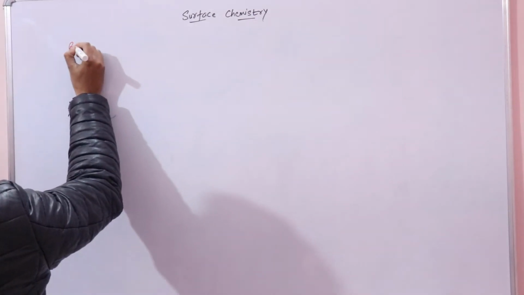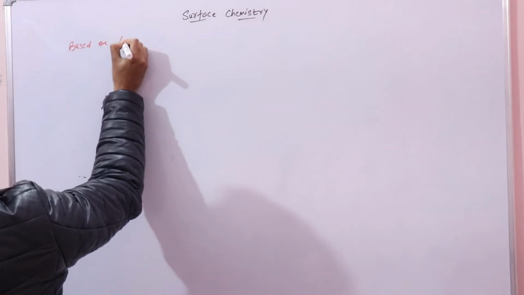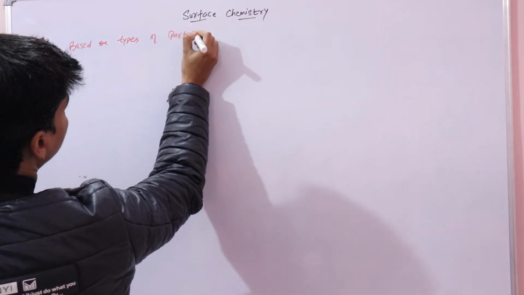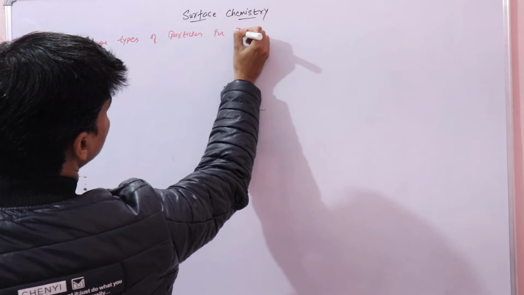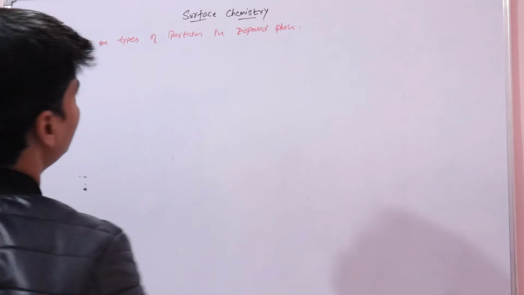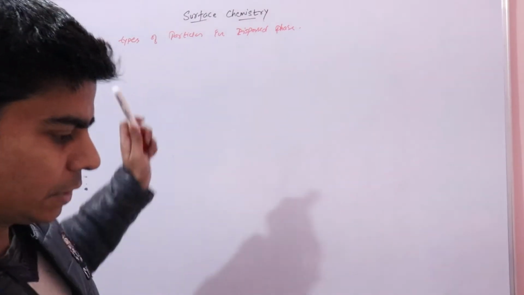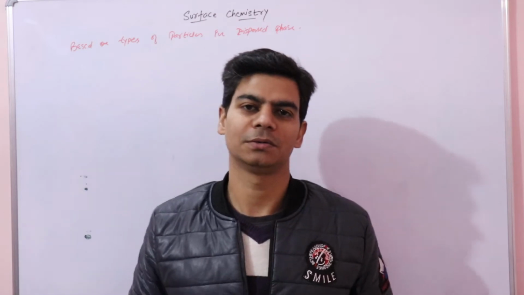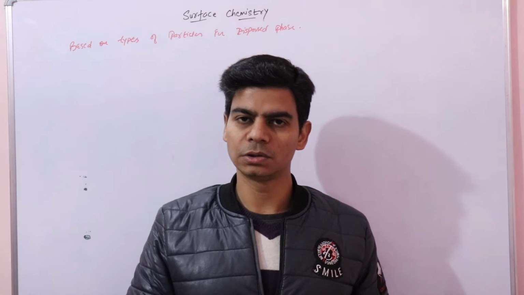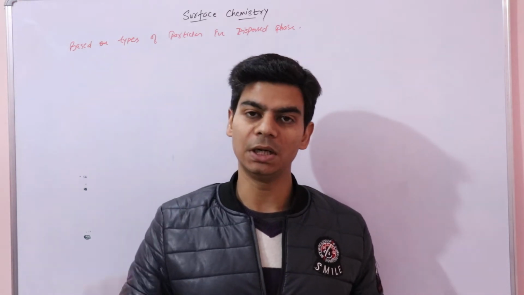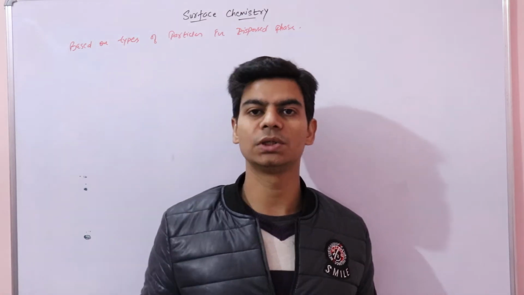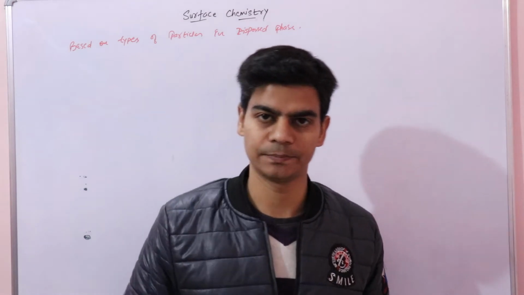So this classification is based on types of particles in dispersed phase, right? So based on this classification, we have three types of colloidal solutions. First is micromolecular colloidal solutions. I'm sorry, not micromolecular, it's multimolecular colloidal solutions. The second is macromolecular, and the third is associated colloids, which are also known as micelles, right?